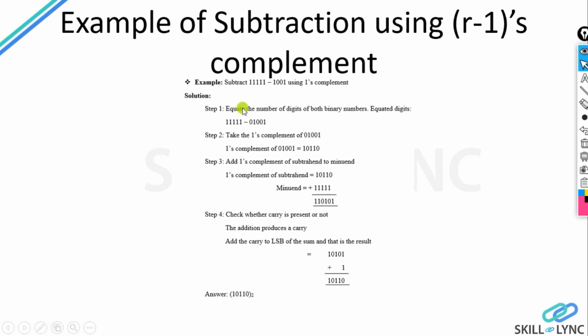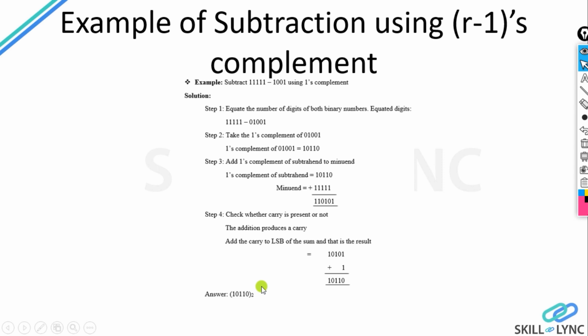Now add it to the first number. So the 1's complement is 10110. Now add it to 11111. Now when you add these two numbers, let's see whether a carry is there or not. So 1, 2, 3, 4, 5 and 1, 2, 3, 4, 5. In the result it is 1, 2, 3, 4, 5, 6. It means a carry is present. Now the rule says if a carry is present, just add the carry to the LSB, and whatsoever result you get, that is your final result.